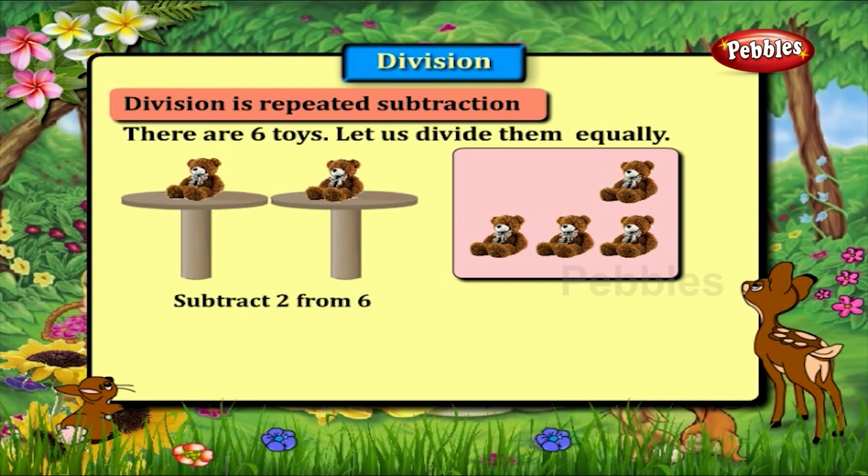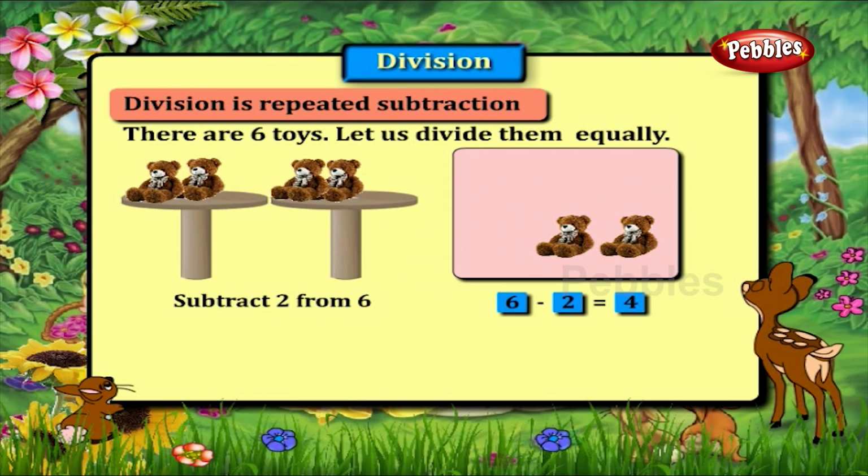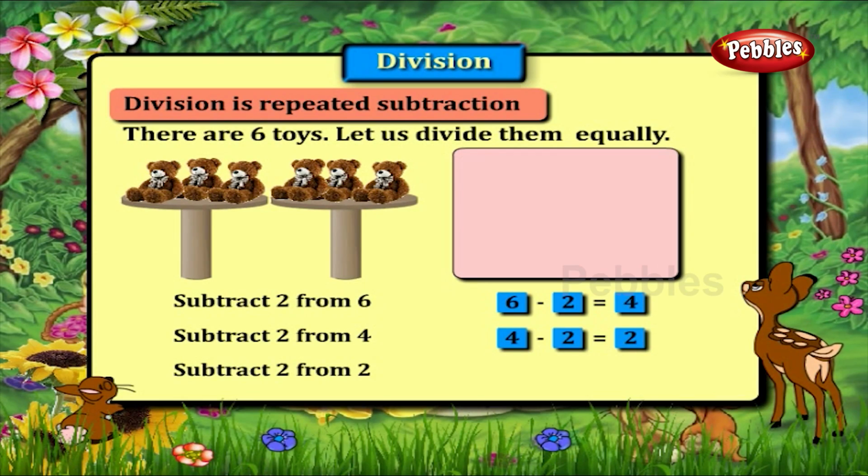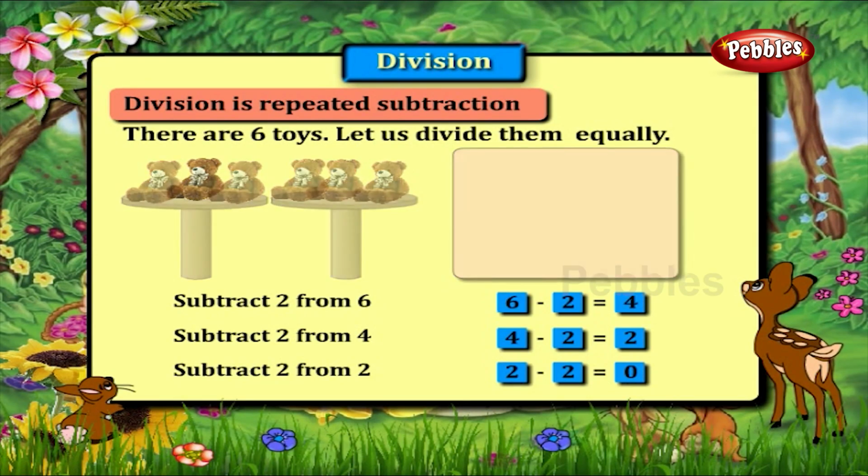Subtract 2 from 6. 6 minus 2 is equal to 4. Now the second time, keep 1 toy again on each table. Subtract 2 from 4. 4 minus 2 is equal to 2. The third time, keep 1 toy again on each table. Subtract 2 from 2. 2 minus 2 is equal to 0.